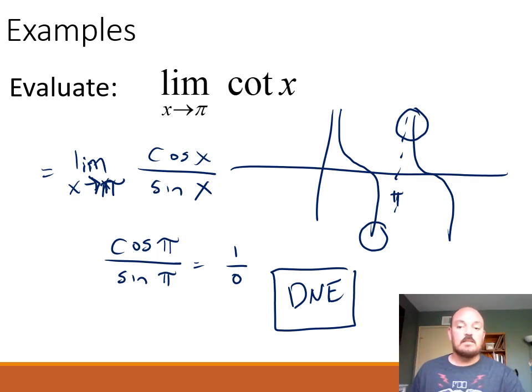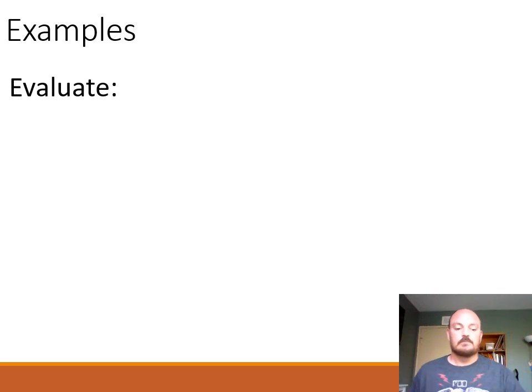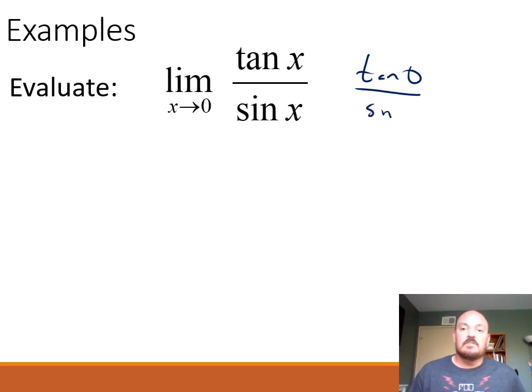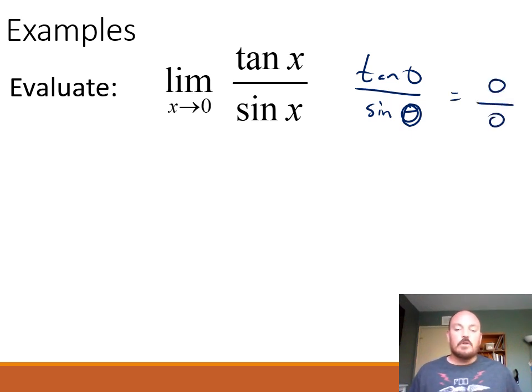Okay, let's do one last example. We have the limit as x approaches 0 this time of tangent x over sine x. So let's do the direct substitution part. It's basically tangent 0 over sine 0. And both of those are 0. So this is our third possibility.